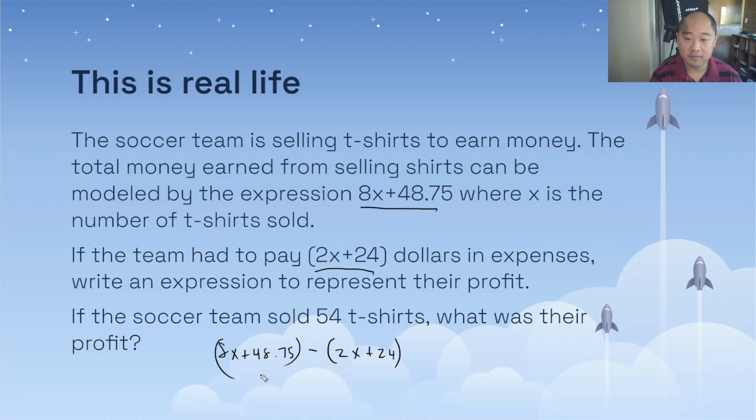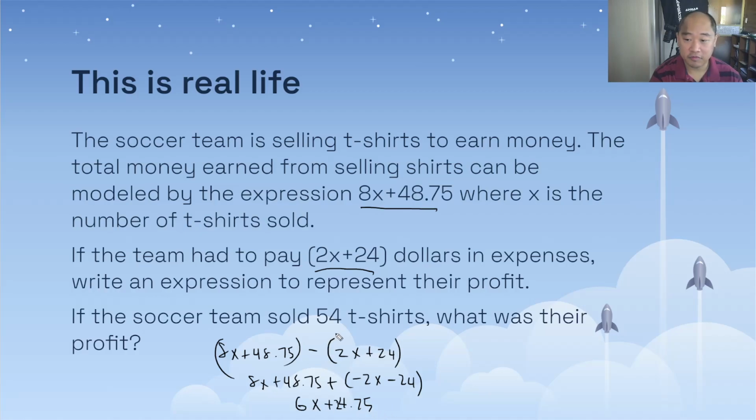So that becomes 8x plus 48.75 plus negative 2x minus 24. So this is 6x, and this is 24.75. So this is our final expression that represents how much money is made.